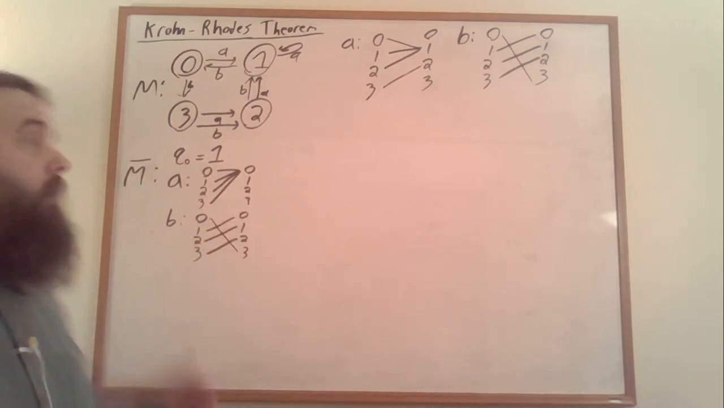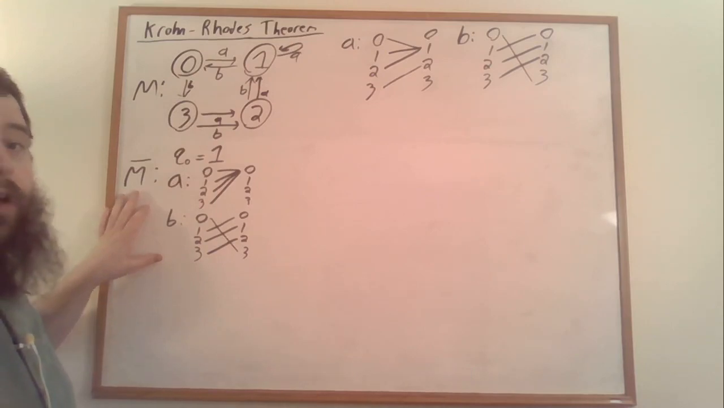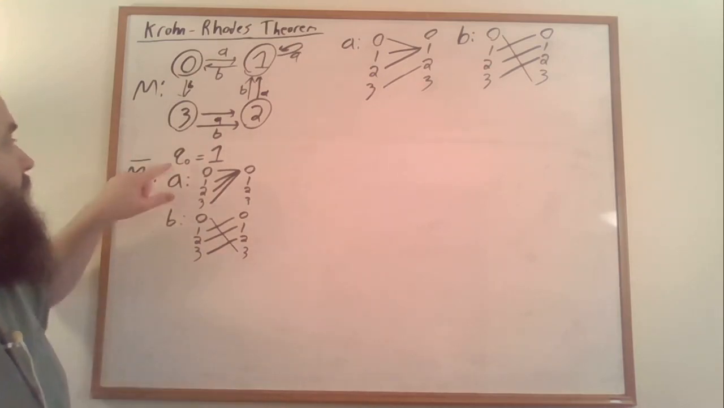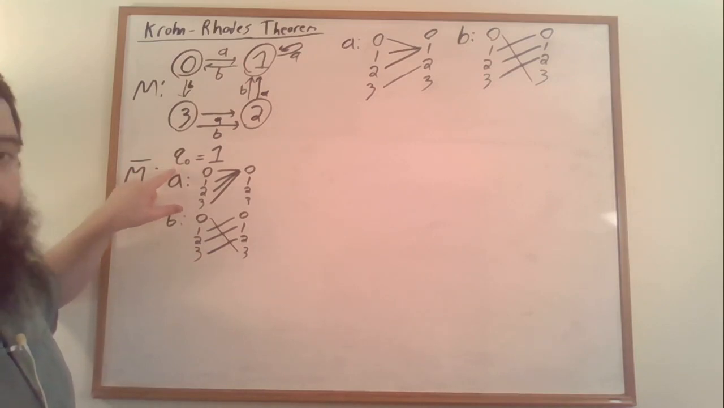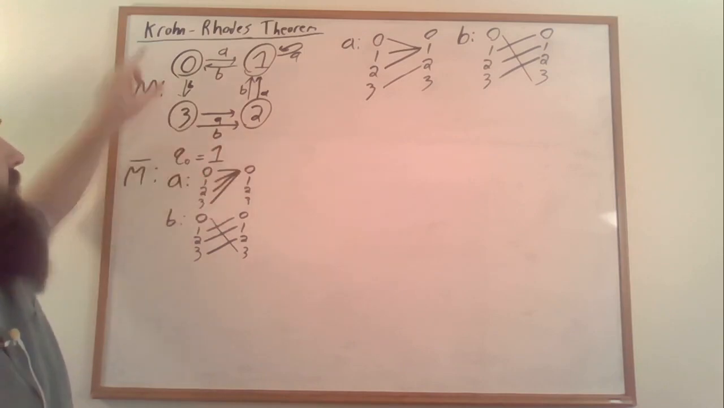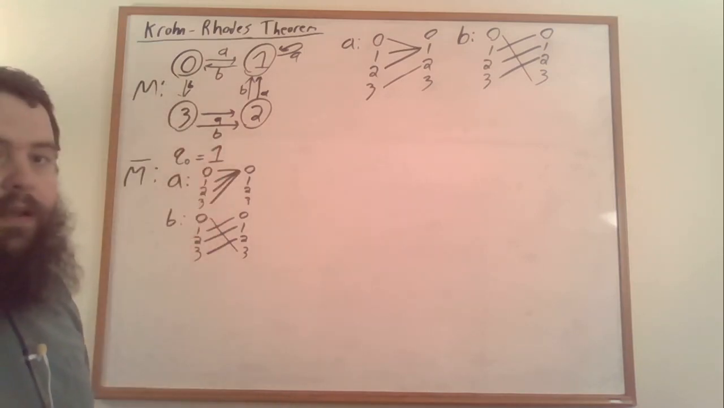So if we call our original automaton M, I'm going to call this new automaton M bar. It's going to have the same set of states, except it's going to have a different start state. The start state is going to be the first state that isn't the start state of the original automaton, so state 1 in this case.